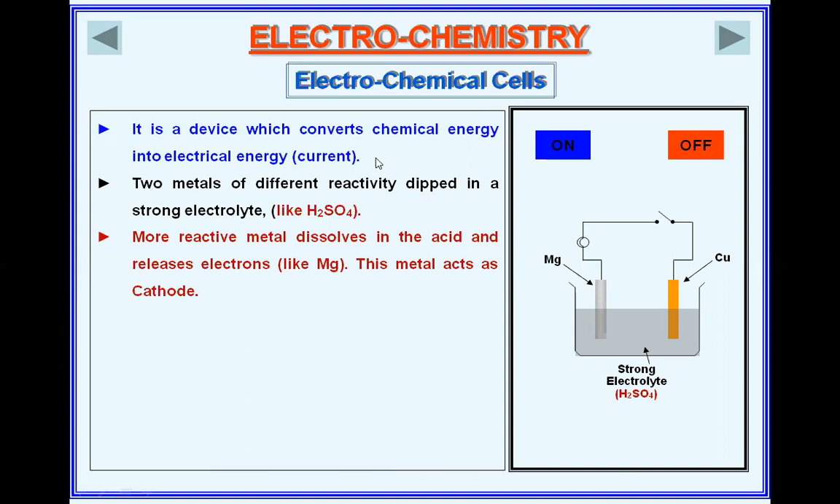We need to construct a cell with two different metals of different reactivity dipped in a strong electrolyte like H2SO4. Sulfuric acid should be used as the electrolyte, like our car batteries, which are water-based, not dry batteries. They contain sulfuric acid as an electrolyte. The more reactive metal dissolves in the acid because a metal means a donor of electrons. In the construction of the cell, we are using two different metals, both with different reactivities. Keep this in your mind.